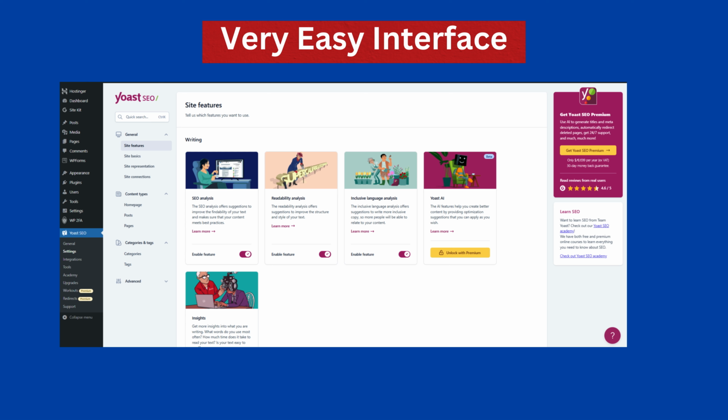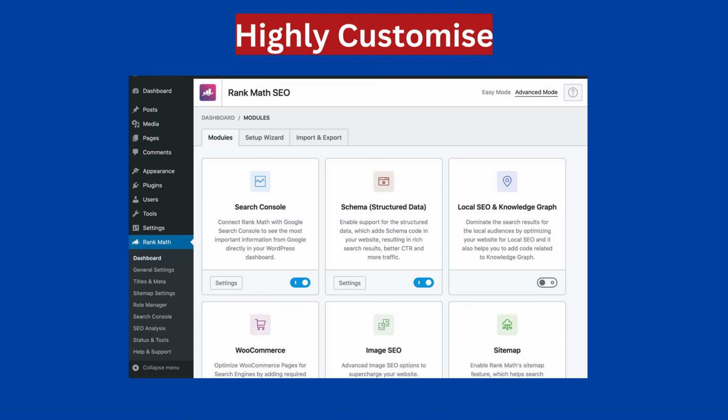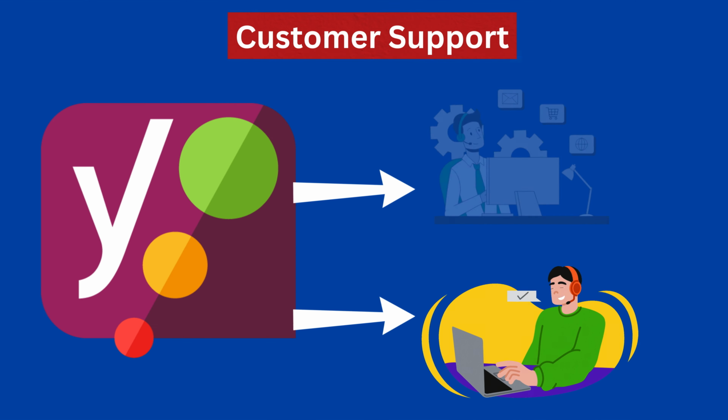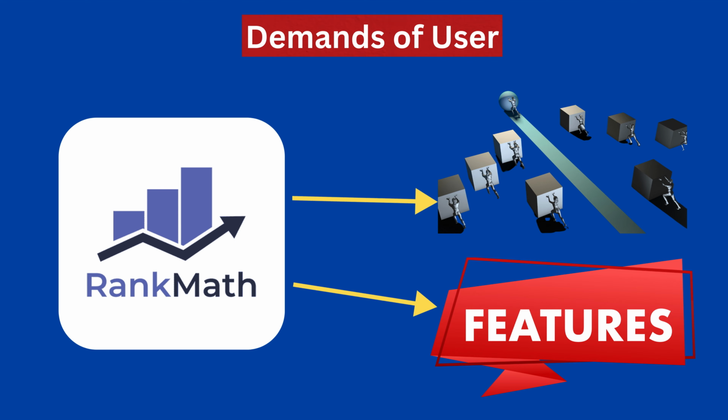When you dive deeper into each plugin, you'll notice that Yoast has a more intuitive user interface, making it easier for new users to get started. However, Rank Math's interface is highly customizable, allowing advanced users to fine-tune their SEO strategy. Yoast's customer support is generally considered more responsive, although Rank Math's community-driven approach often leads to innovative feature requests.